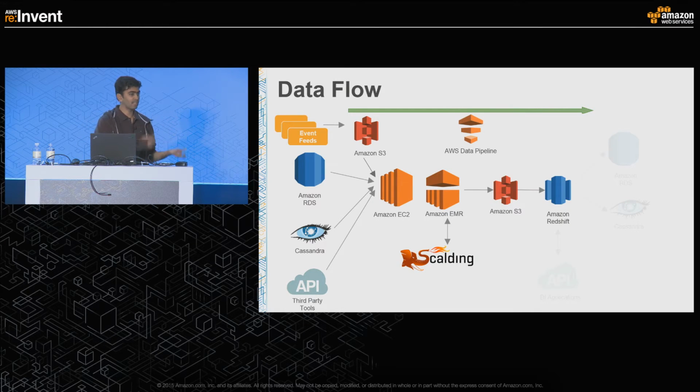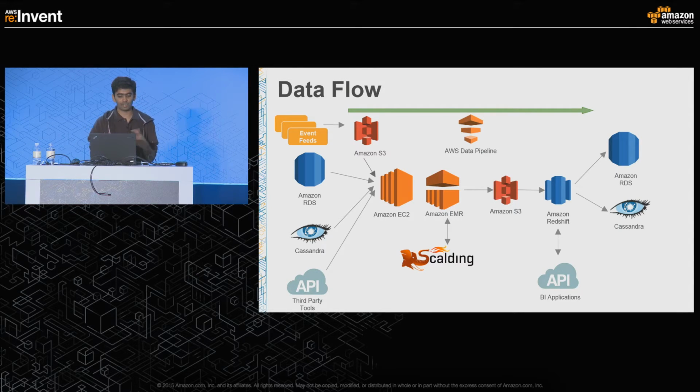Then EMR jobs basically push this data into S3, which is then loaded into Redshift using the copy command in Redshift. Now that we have data in a single warehouse and at a single place, we can run BI applications such as Periscope or Looker or Amazon QuickSight once we get access to that, and then use that to make it more accessible and analyze data directly.